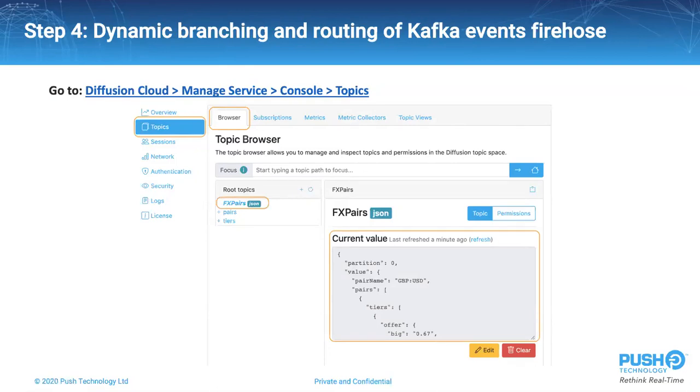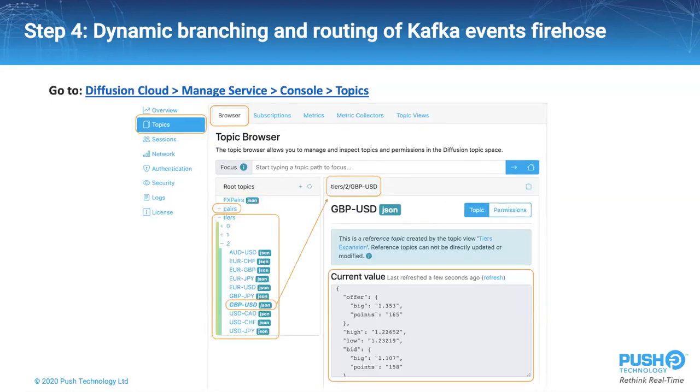But also, we will see that new topics have automatically been created. Like the pairs, which contains all the pair names, and also the tiers, which again is the array of all the tiers. 0 is tier 1, 2, and 3, and within each of the tiers there are all the pair names. This is created automatically and dynamically.